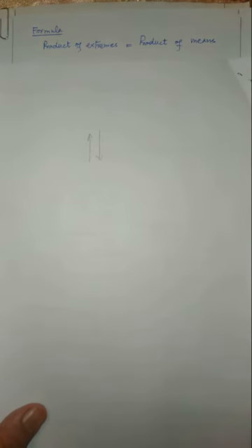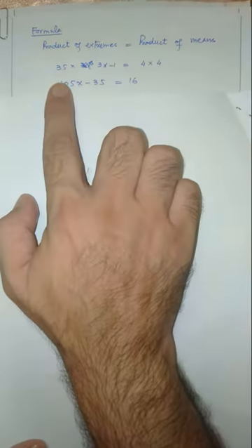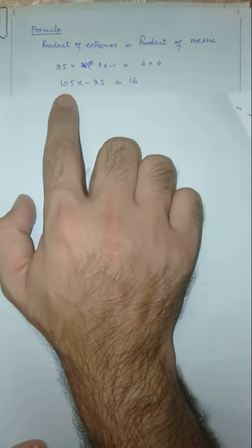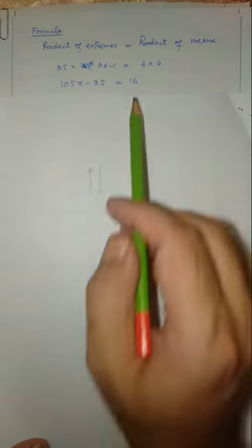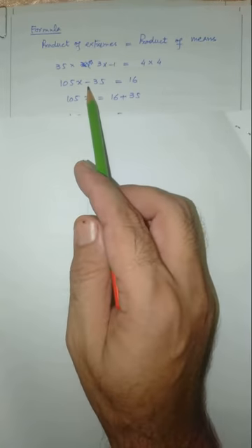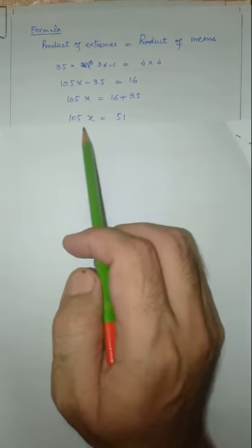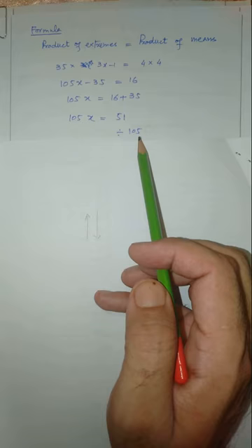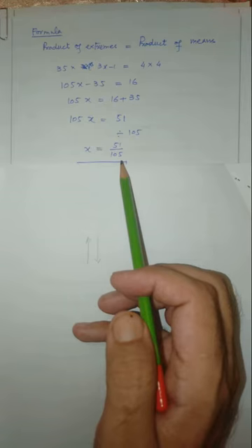Now the formula: product of extremes is equal to product of means. 35 times (3x - 1) is equal to 4 times 4. 35 into 3x is 105x, 35 into 1 is 35, and 4 fours are 16. Shift this 35 to the other side, so the sign will be changed from minus to plus. 105x is equal to 51. Now dividing both sides by 105, x is equal to 51 divided by 105.